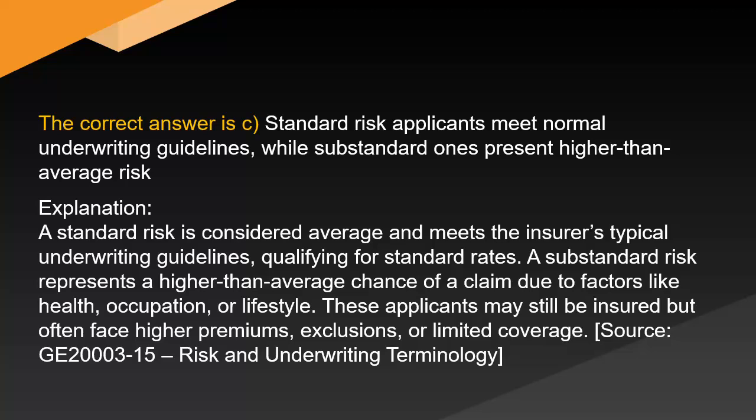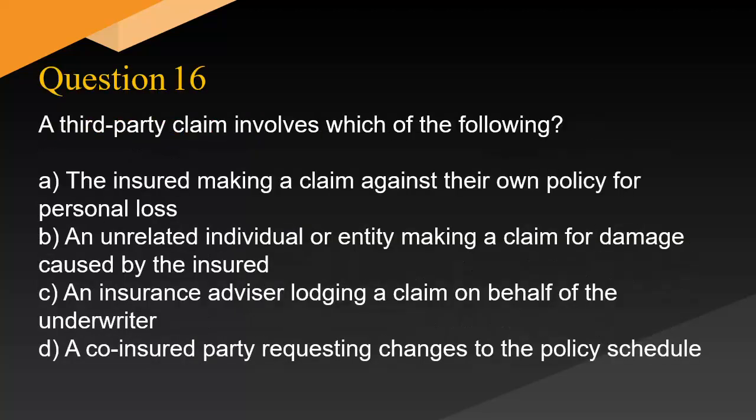G2000315. Risk and underwriting terminology. A third-party claim involves which of the following? A. The insured making a claim against their own policy for personal loss. B. An unrelated individual or entity making a claim for damage caused by the insured. C. An insurance advisor lodging a claim on behalf of the underwriter. D. A coinsured party requesting changes to the policy schedule.